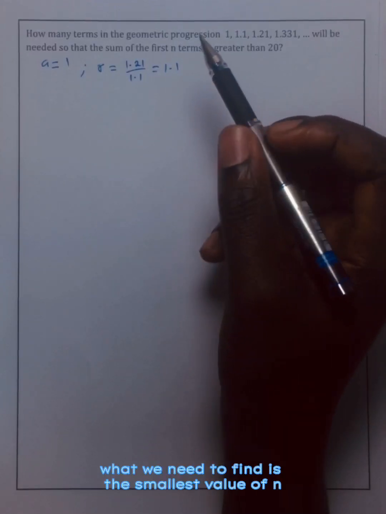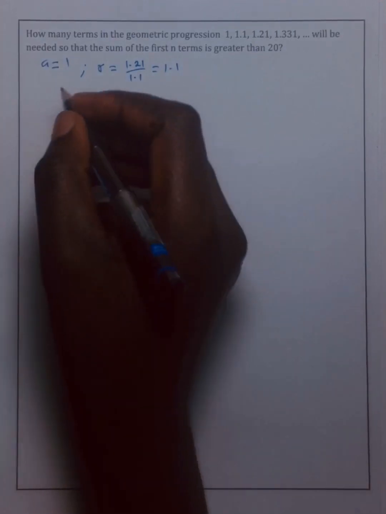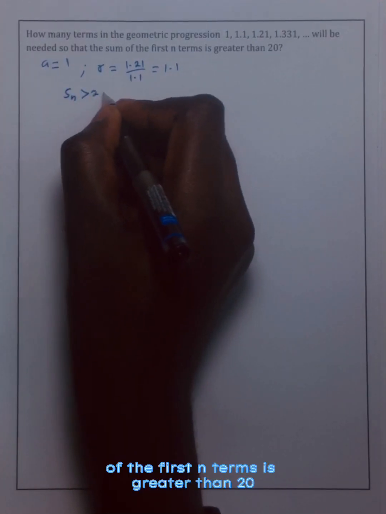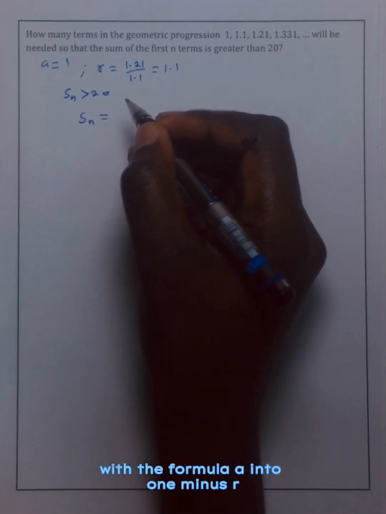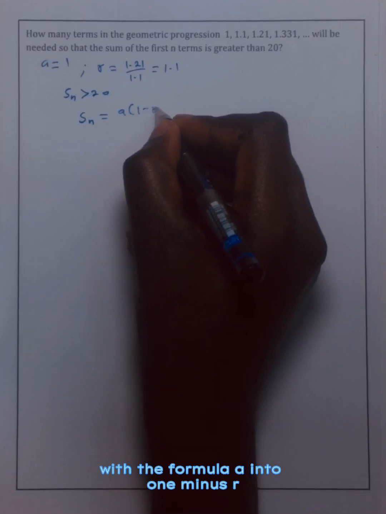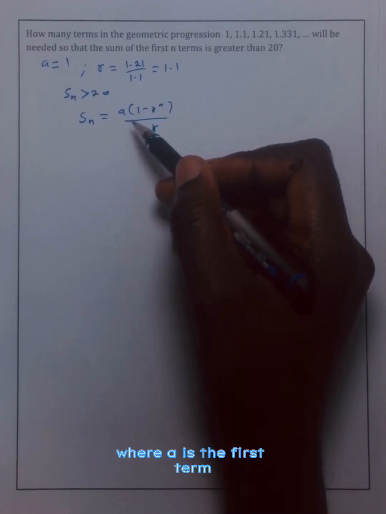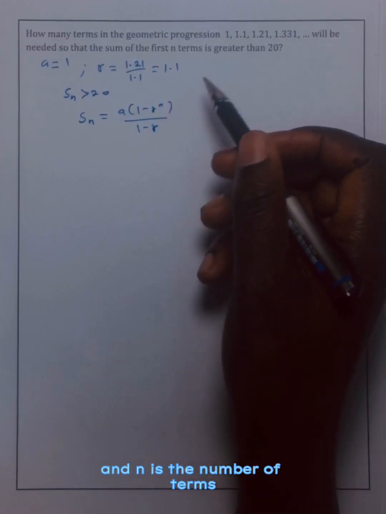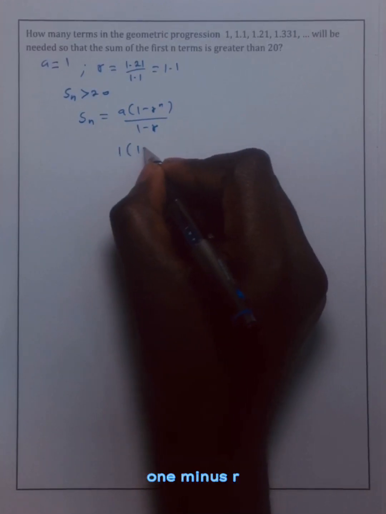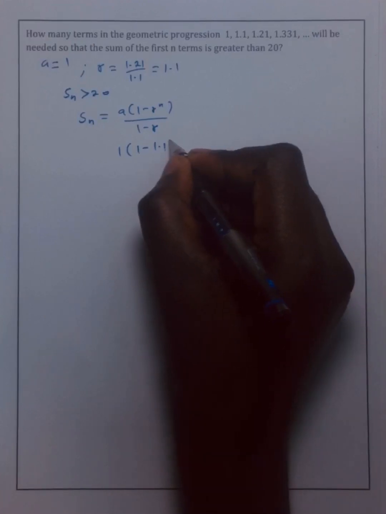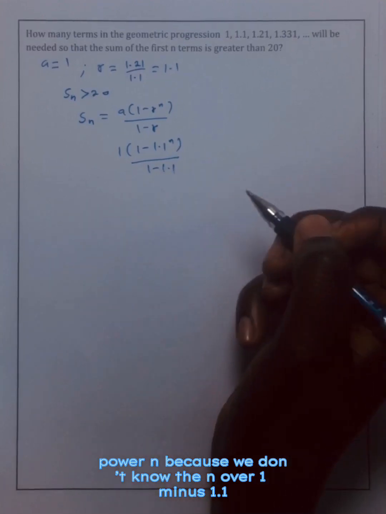So what we need to find is the smallest value of n, such that the sum of the first n terms is greater than 20. So we obtain the sum of the first n terms with the formula a into 1 minus r power n over 1 minus r, where a is the first term, r is the common ratio, and n is the number of terms. So in our case, we have a as 1, so we have 1 into 1 minus r.